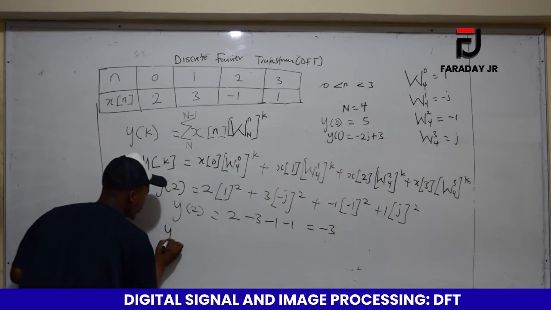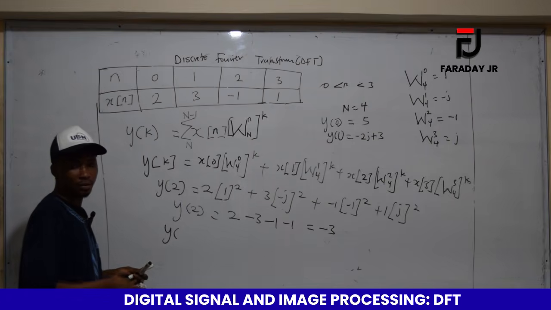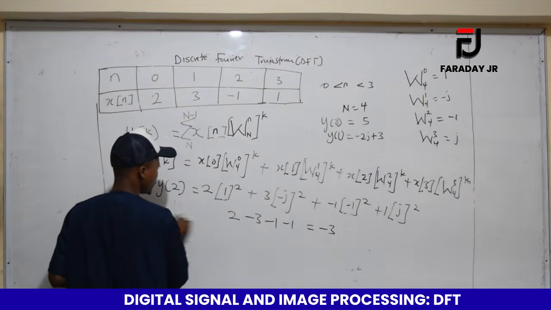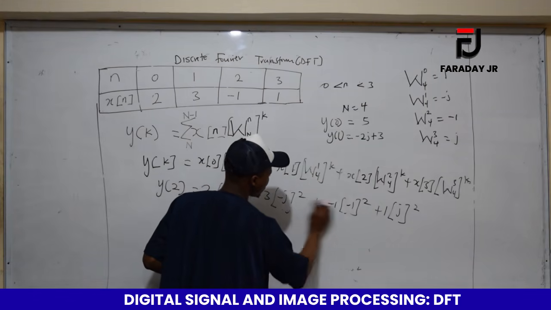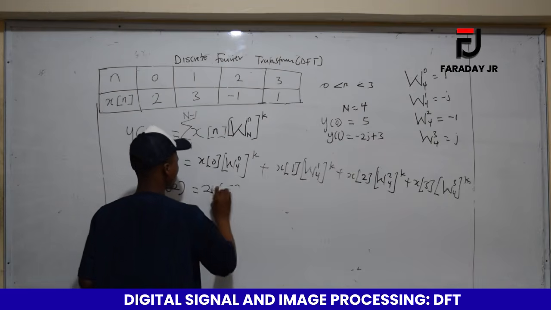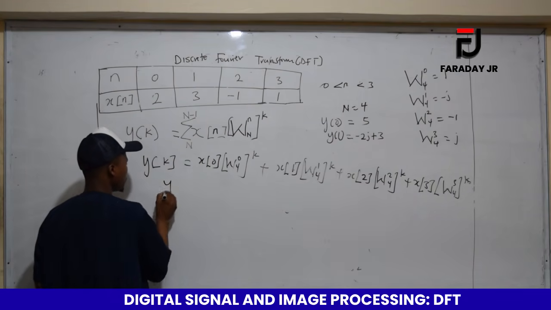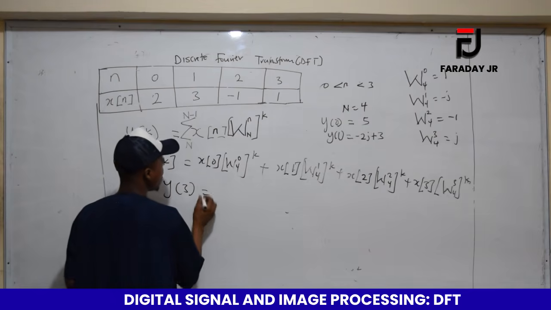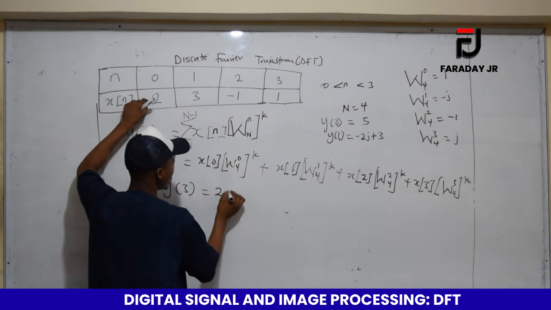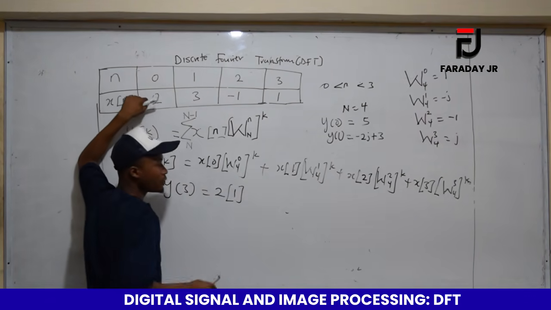So finally we move on to y of 3. So let me just clean and then do for y of 3. Okay. So finally we have y of 3. Okay. So this is y of 3. So s of 0 was 2. And then w of 0, 4 was 1. And then we know the value of k is 3, right?